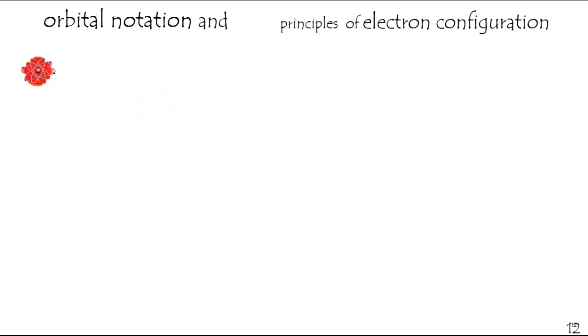In our last slide, we talked about electron configuration. Let's add some details to it. This topic is orbital notation and the principles of electron configuration. The orbital notation will add some additional detail to where the electrons are around an atom.